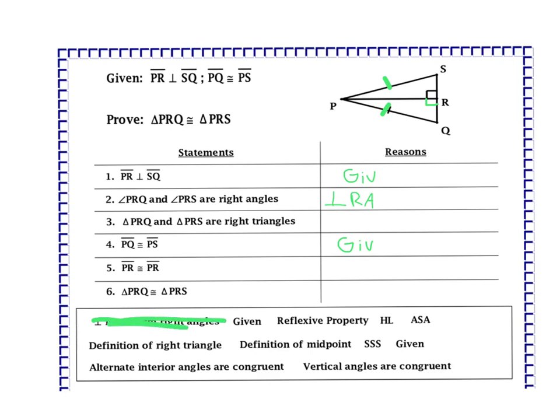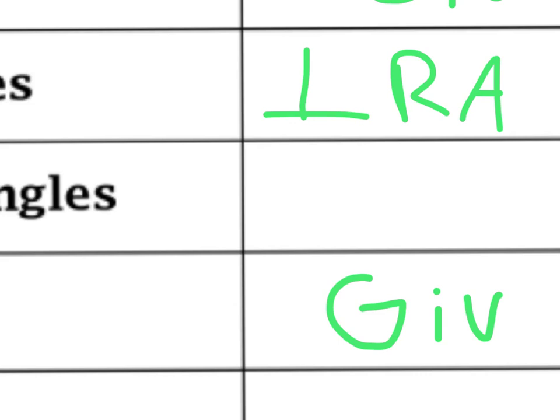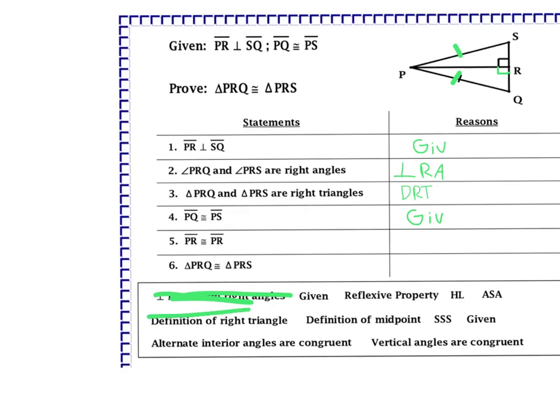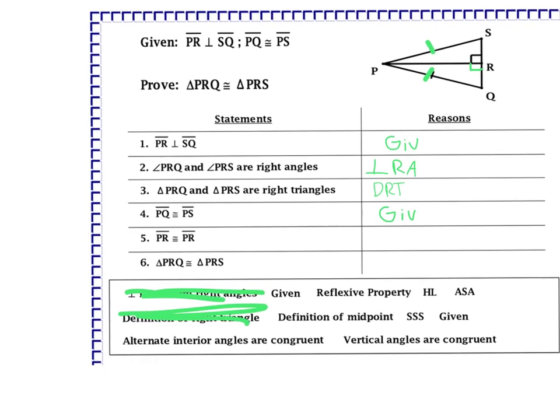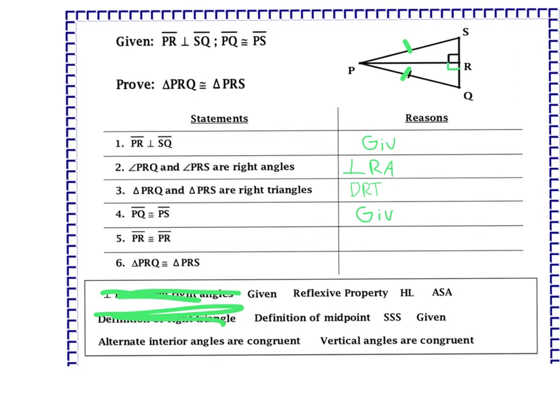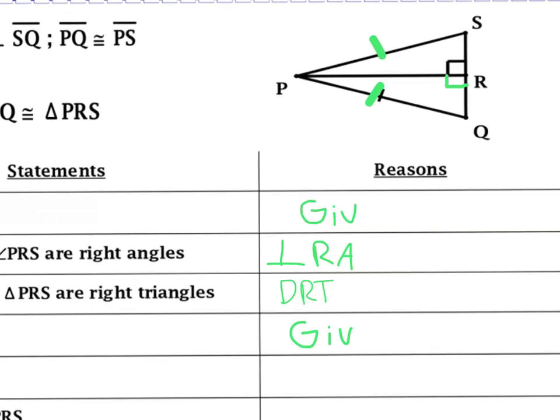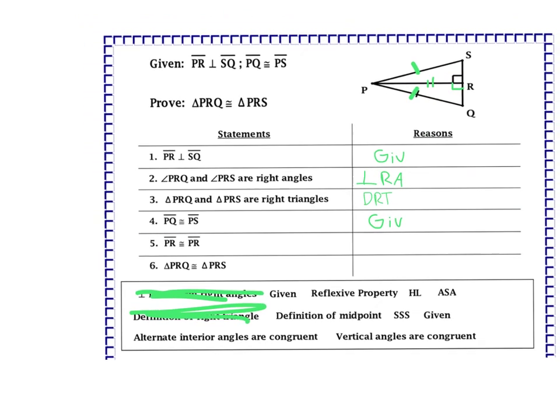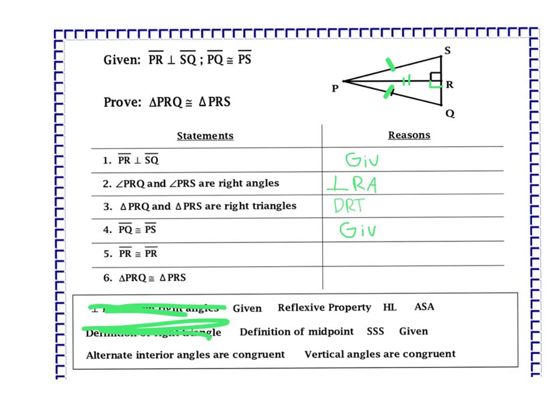Next is triangle PRQ and PRS are right triangles, and that is the definition of a right triangle. So we use that one. The next is that PR and PR are equal to each other, which I'll give you two dashes there, which means this is the reflexive property.